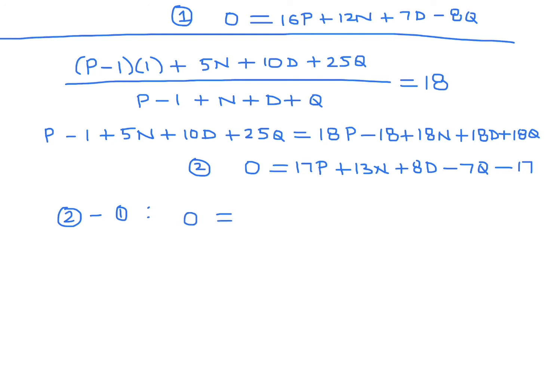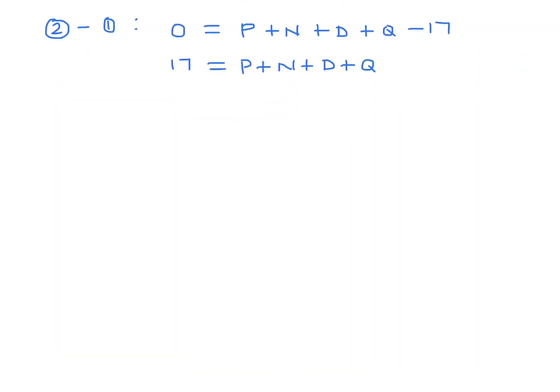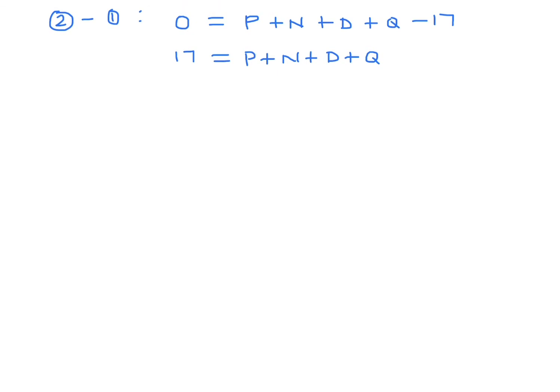2 minus 1, let's see here, P plus N plus D plus Q minus 17. All right, that looks good. I like the way that looks. So that means that P plus N plus D plus Q is 17. So that means there's 17 coins. Okay, that works out pretty decent, I think. Now we have to figure out how many nickels.